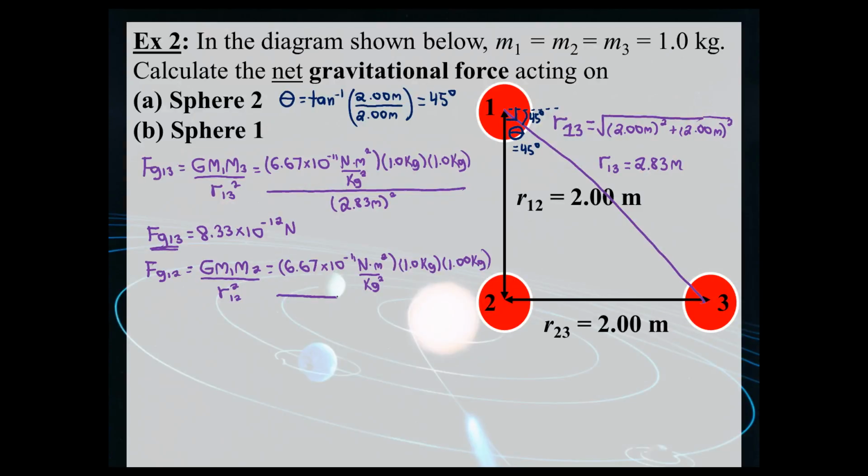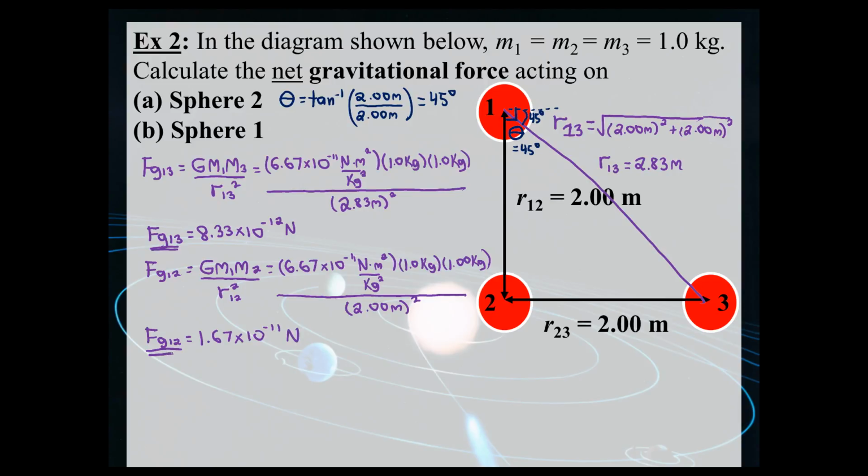And the distance is smaller. Therefore, that force is going to be bigger due to that inverse squared relationship. Okay, when we calculate Fg12, we would get a value of 1.67 times 10 to the negative 11 newtons.